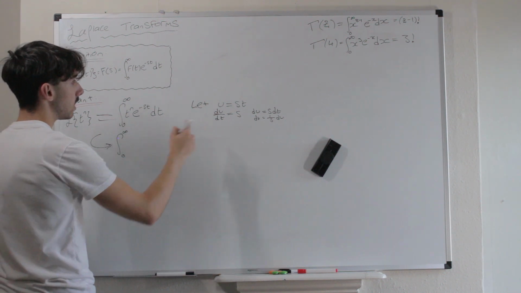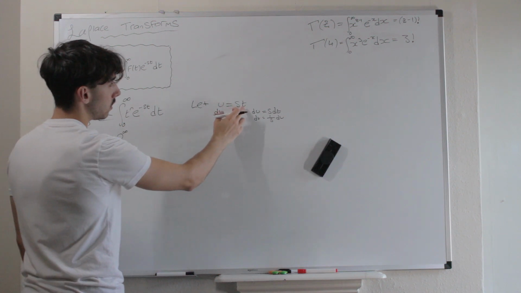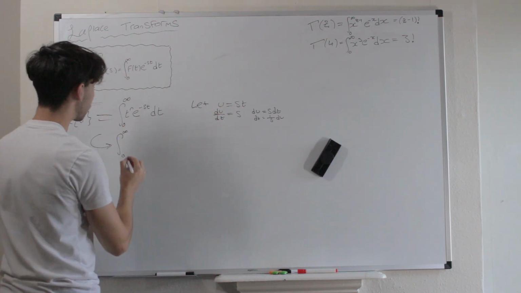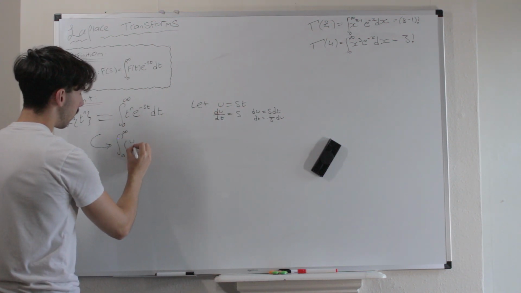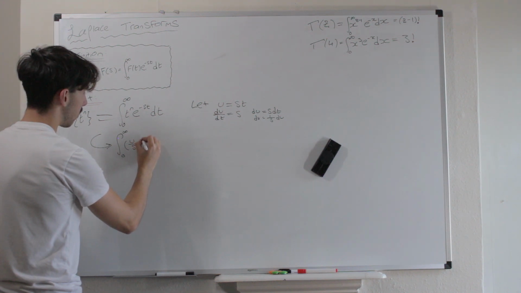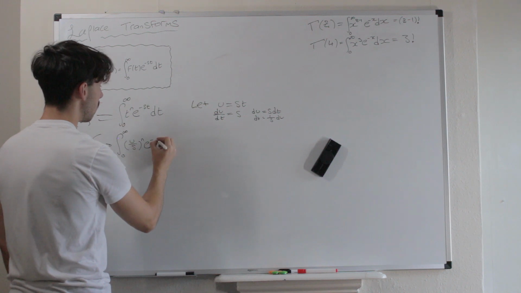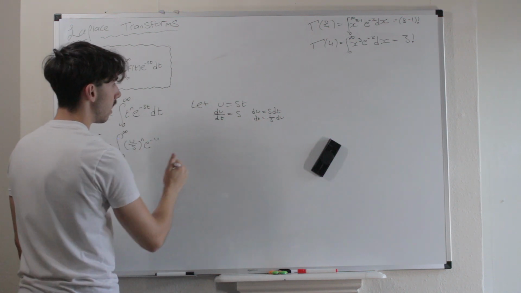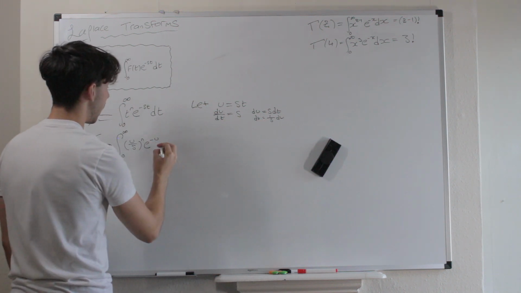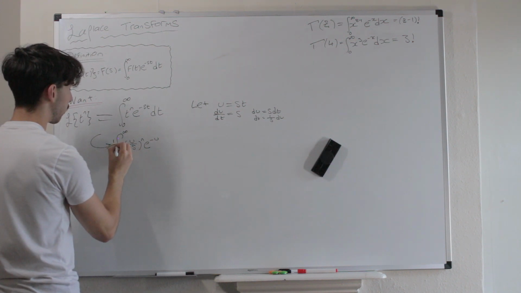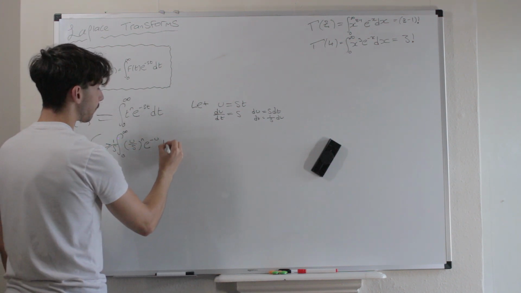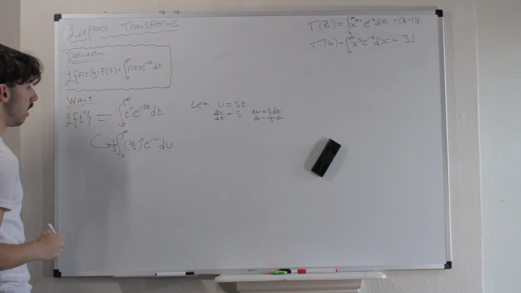Okay, now we don't want t anymore, so t can be written as u divided by s, can't it? So this is u divided by s to the power of n times e to the minus, and then st, of course, is u. So e to the minus u, and then the dt becomes 1 over s. So I'm going to put the 1 over s out the front, du. Okay, this is our integral here.